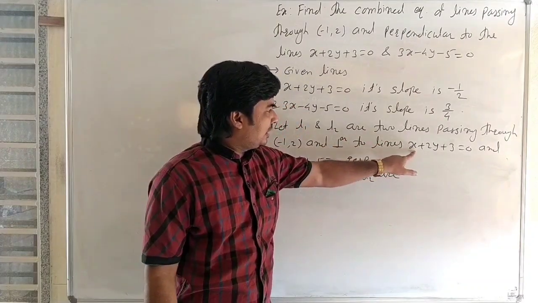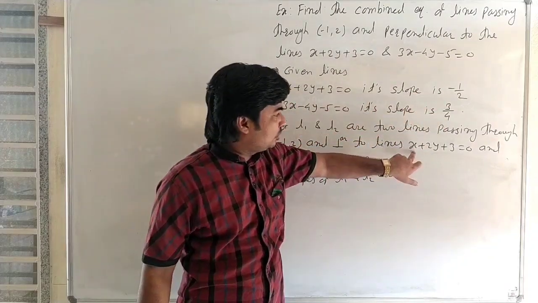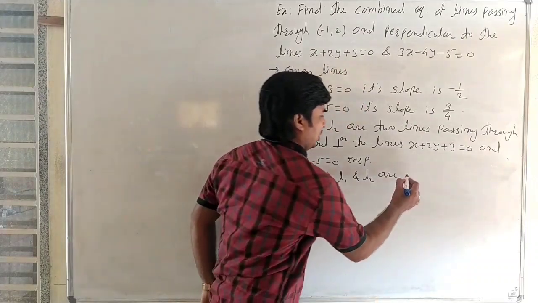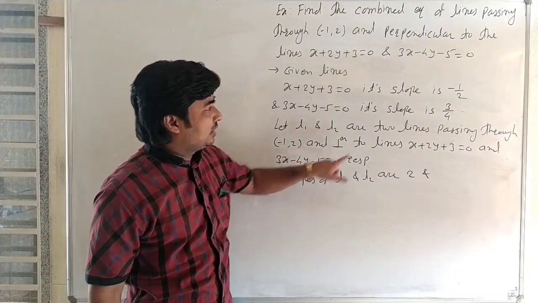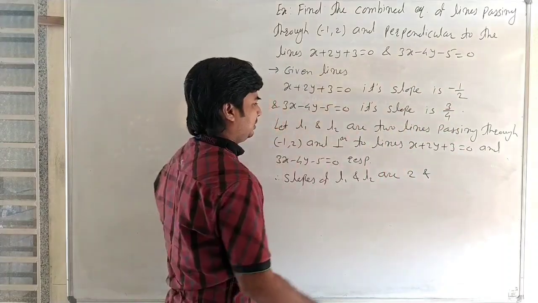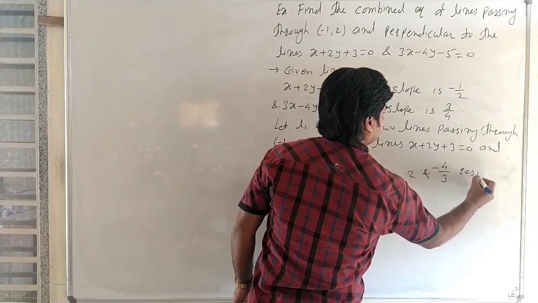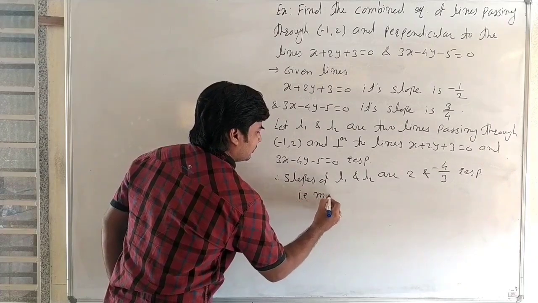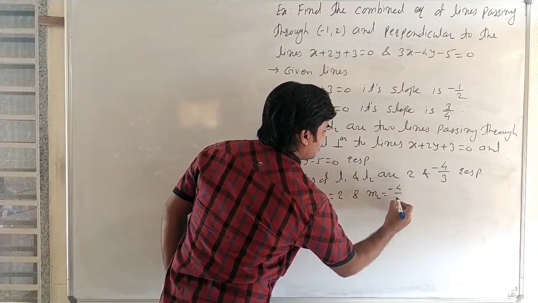L1 is perpendicular to this line. The slope of this line is -1/2. Therefore, the slope of the perpendicular line, that is the slope of L1, is 2, the reciprocal with negative sign. And L2 is perpendicular to the line whose slope is 3/4. Therefore, the slope of the perpendicular line is -4/3. That is, m1 = 2 and m2 = -4/3.